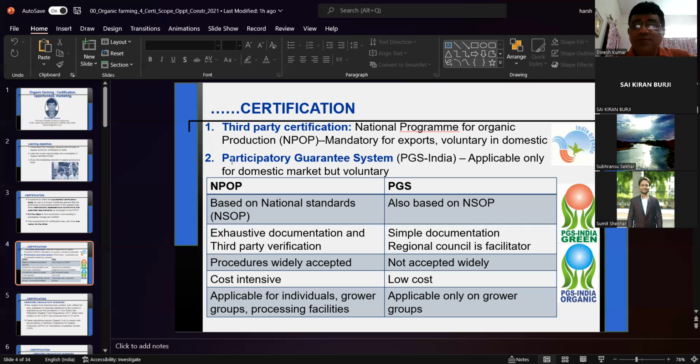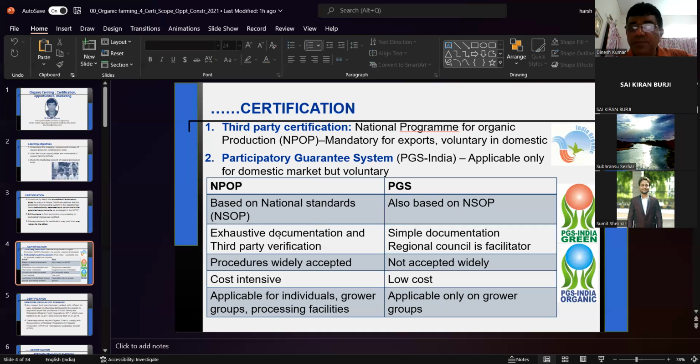And the other kind of certification is the Participatory Guarantee System, which is also called PGS India. It is applicable only for the domestic market, and it is voluntary. So now let us see what the difference is between third-party certification, which is under NPOP, and PGS, Participatory Guarantee System. Third-party certification is based on the national standard of organic production. NSOP means National Standard of Organic Production.